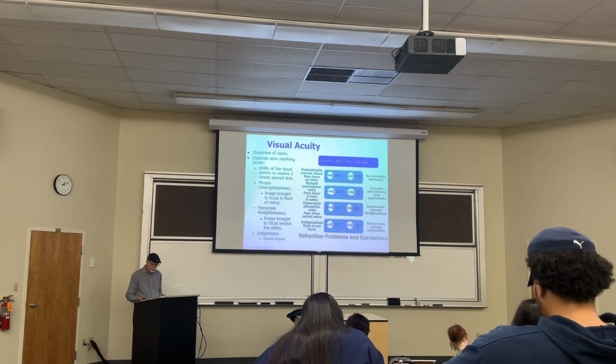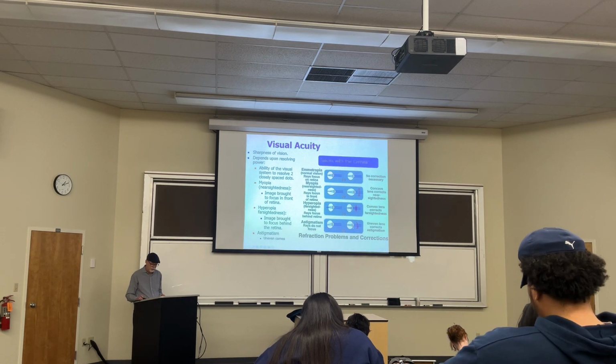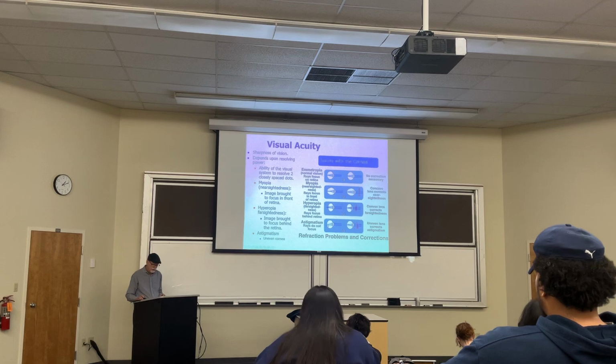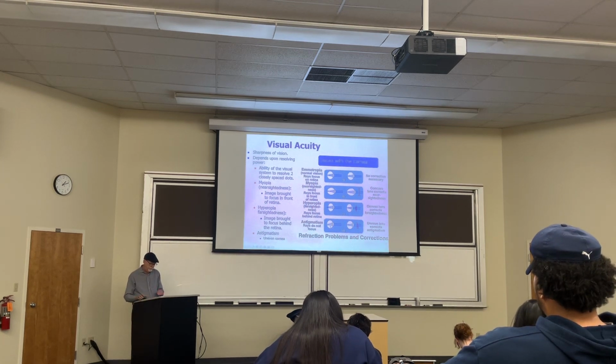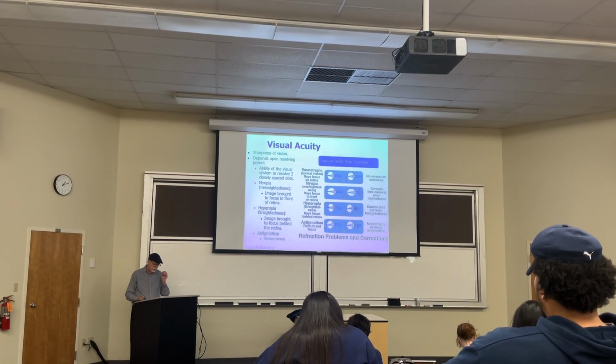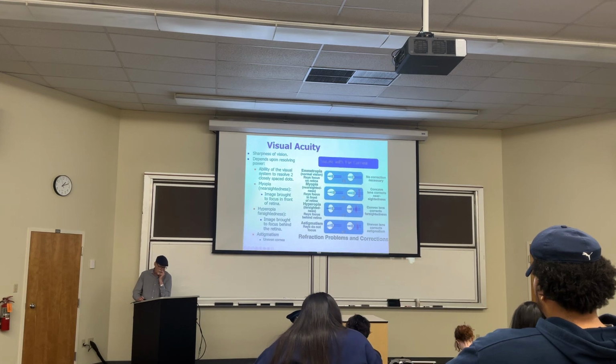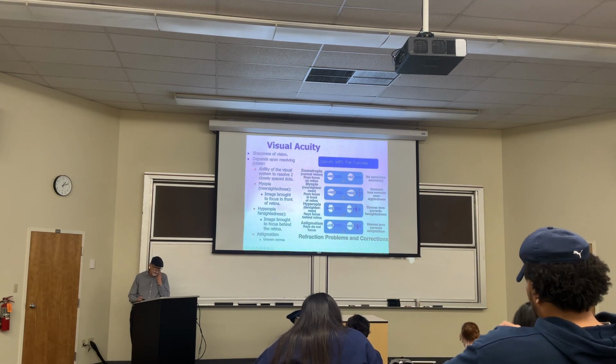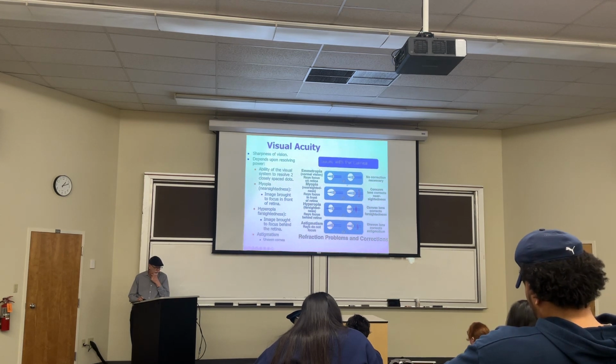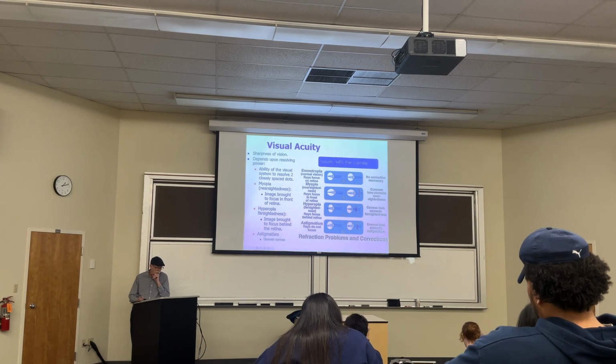Astigmatism is where your cornea is uneven, and so it gives an uneven image there on your retina, and so you'd have to correct it with an uneven lens to help correct that. A lot of people that have myopia have at least some astigmatism as well, so that's fairly common.